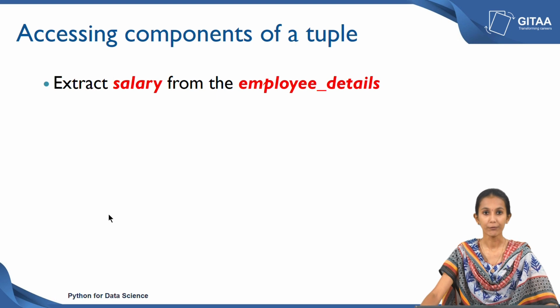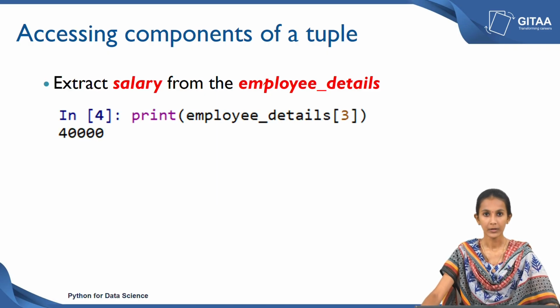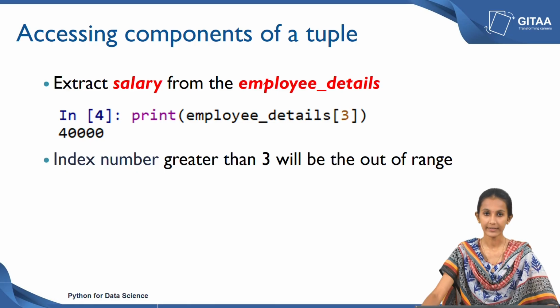Let us say I want to extract salary from the employee details. Salary corresponds to index number 3, right? So, if you give the tuple name followed by the index number, you will be able to extract salary from the employee details tuple, which gives you the value of 40,000. You can also use the negative indexing value as well. So, we have the index numbers starting from 0 till 3.